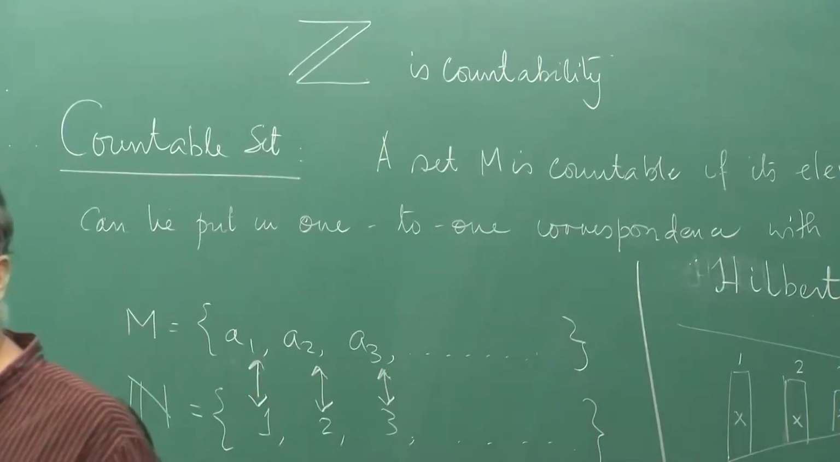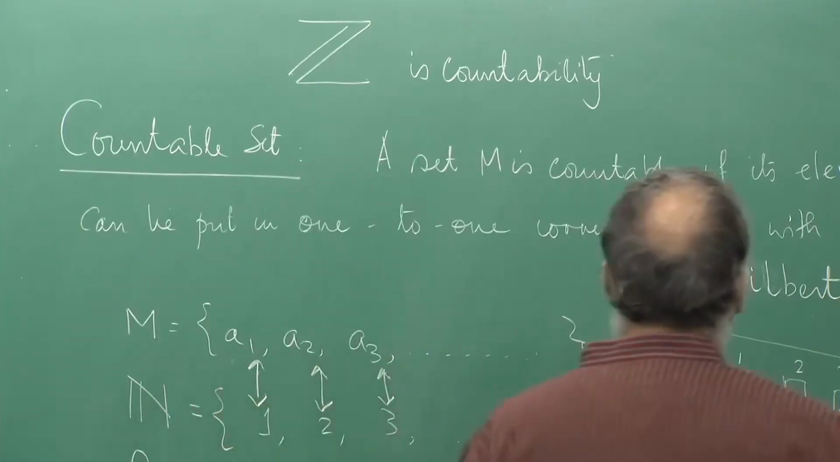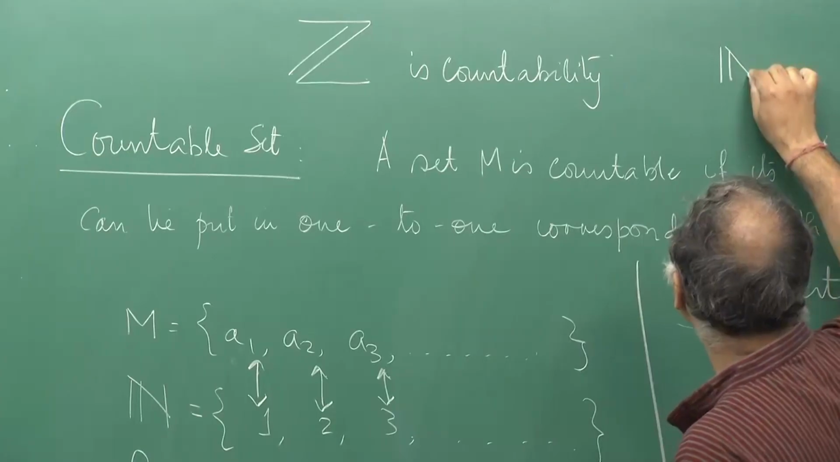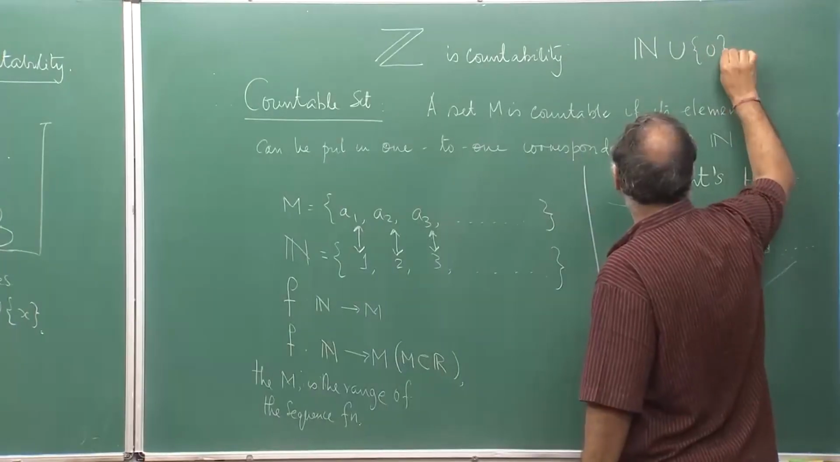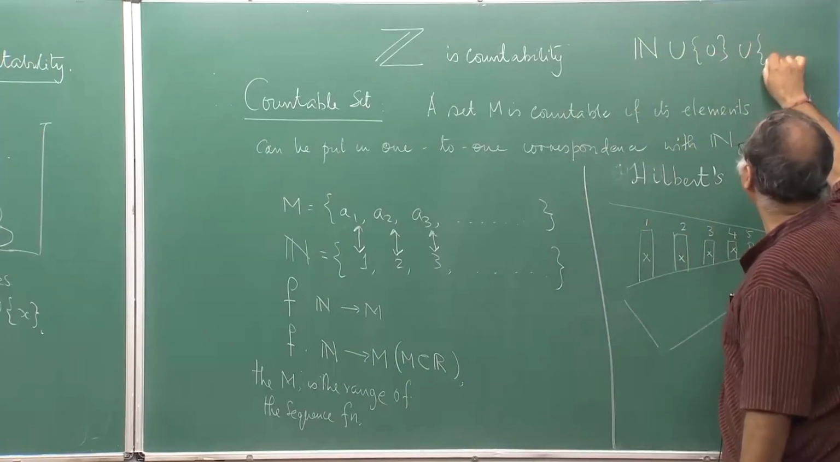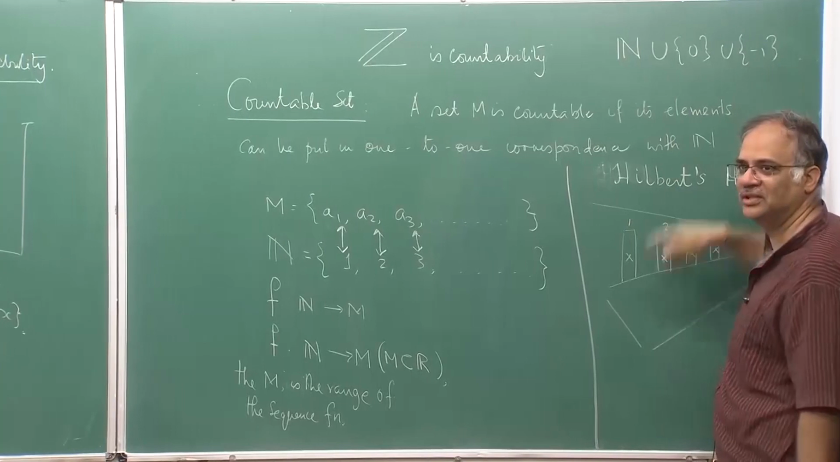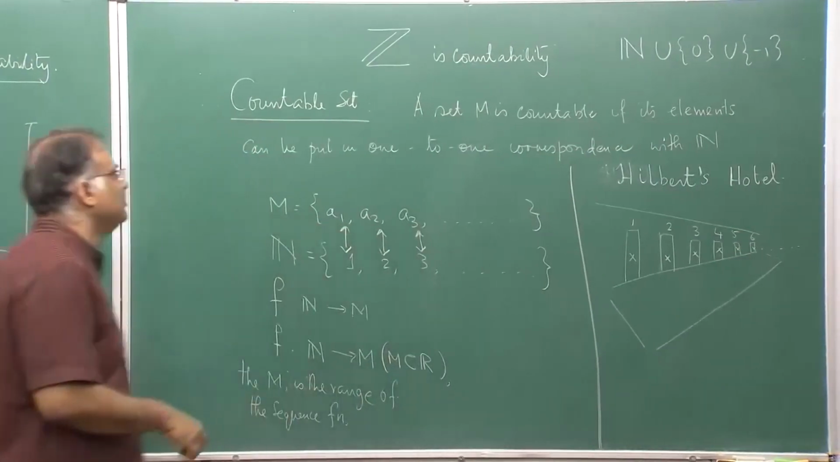Just apply the Hilbert's Hotel principle. Simply, once you have N, which is obviously countable, N union 0 is countable. So this is a countable set. N union minus 1 is countable, and so on. This Hilbert's Hotel principle will prove the countability of all those things.